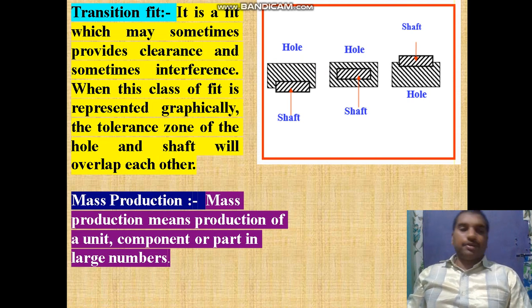When will we prefer these types of fits, that is clearance fit, transition fit or interference fit? We prefer them in the case of mass production. So what is meant by mass production? Mass production means production of a unit component or part in large numbers, for example nuts and bolts produced in large numbers. That is mass production.